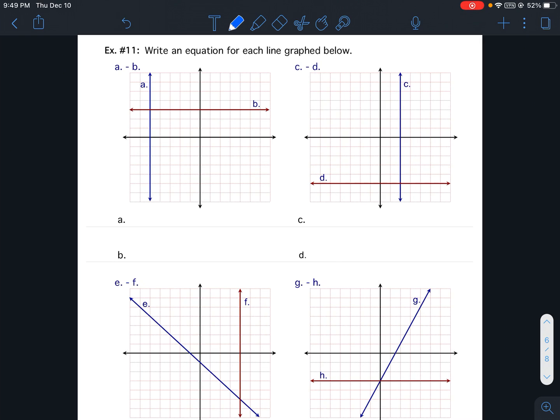Well, if you look at these lines, here's line A, here's B, here's C, here's D. What makes those lines different than the lines we saw in example 3?